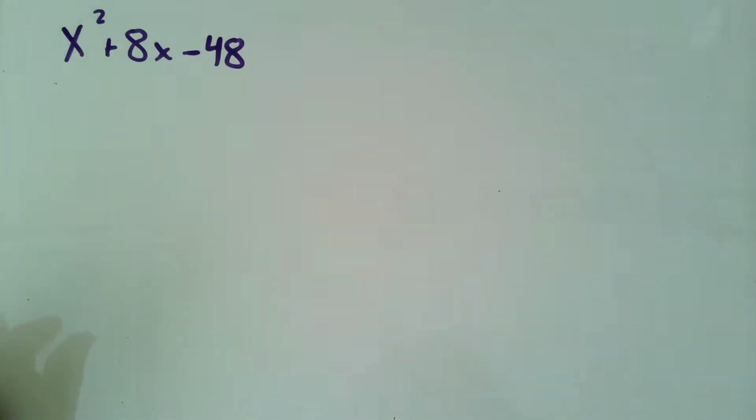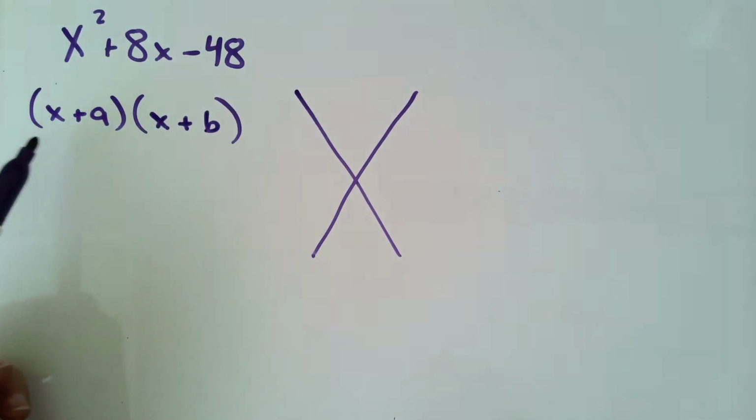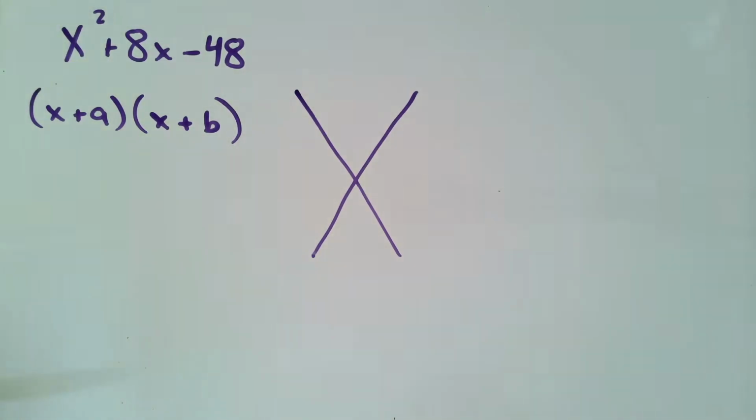When I'm facing something like this, I'm going to go ahead and use what's called the x method. And all that the x method does is it gives me a way to organize my thinking. Because in factoring, what I'm always looking to do is to figure out how to break it into two binomials that will multiply to my trinomial here.